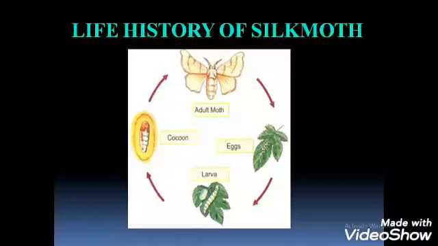You already studied in your 6th class about the life history of the silk moth, right? The silk moth lays eggs, then the eggs are converted into larva, then the larva is converted into cocoon, and then it goes back to the adult moth. We can discuss this life history in detail.